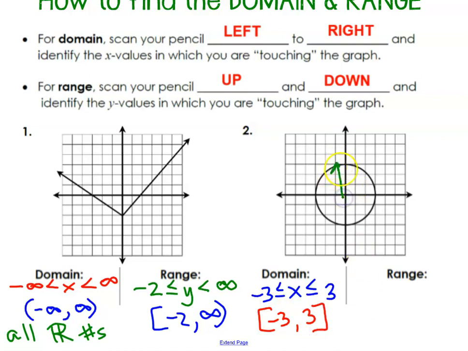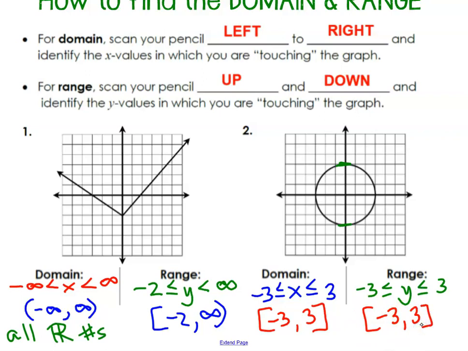Now the range is how far up and down you go. Again, this range actually touches the -3 and the +3. So the lowest value is -3, the highest value is +3, and the range is always the y. Because the line is solid, we use equal to signs. And again, you could use interval notation if you like.